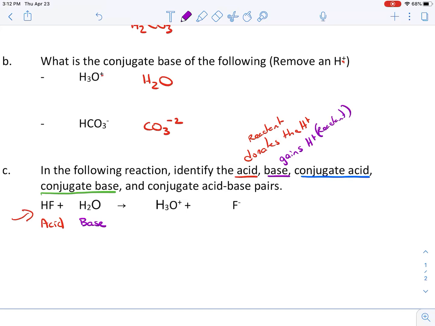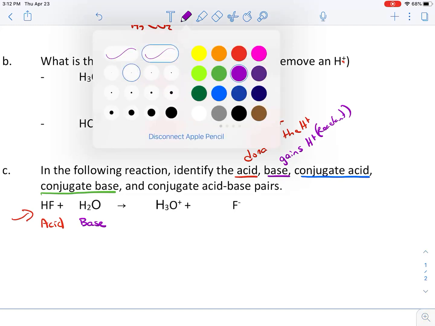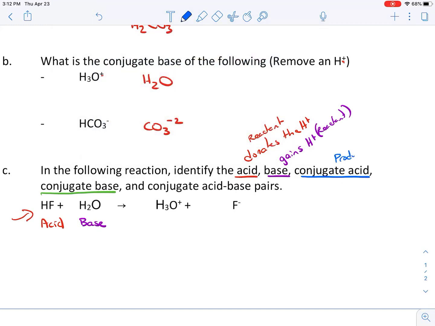Now if we go to our conjugate acid, this is always going to be on our product side, and it's the one that gained the H+. So which one of these, H3O+ or F-, gained the H+? Yeah, that's right, H3O+. So this is my conjugate acid, and I'm going to abbreviate it CA. My conjugate base is the former acid, the product side of the acid, which now became a base. So we're going to say this one is my conjugate base.